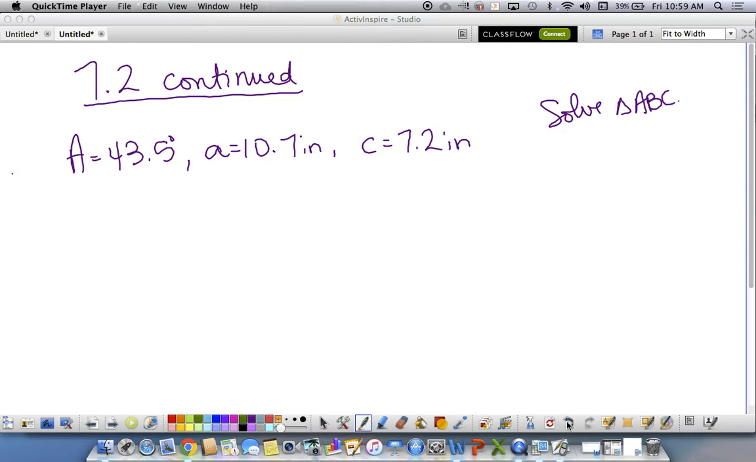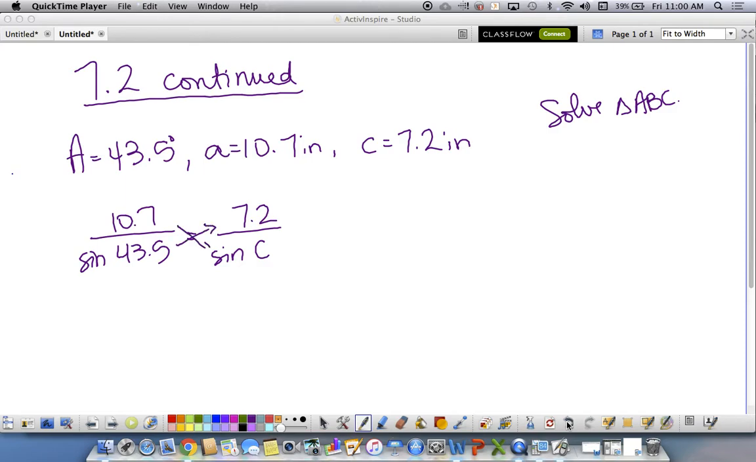Again, we have angle, side, side. So we have to check to see, does a triangle exist? Is it 0, 1, or 2 triangles that exist? We're going to start with the law of sine. We have an angle and a side opposite it, so we plug in the law of sine: A over sine of angle A equals C, which we have as 7.2, over sine C.